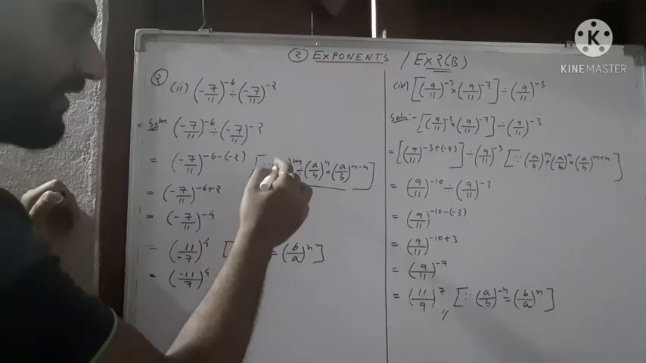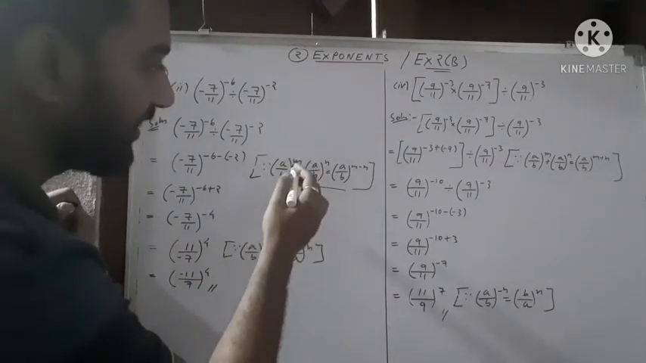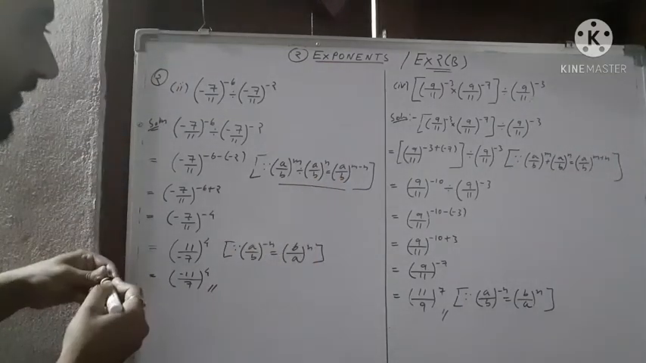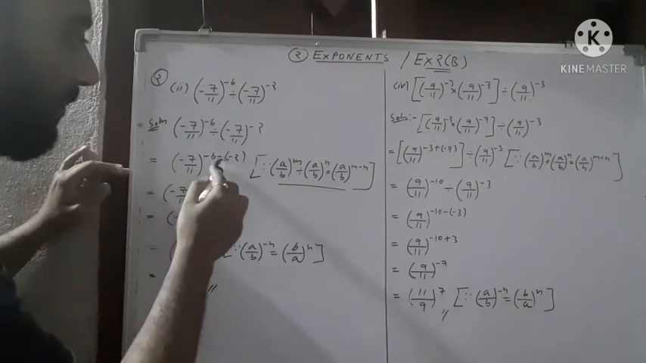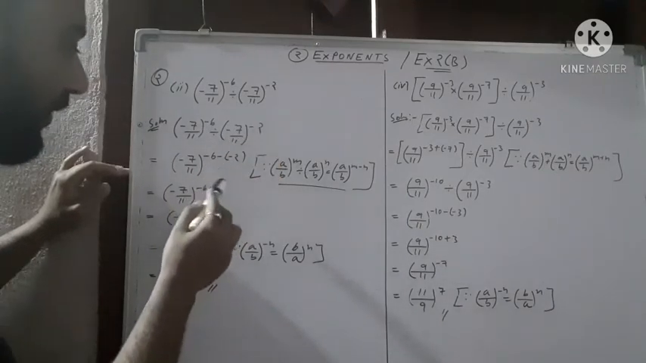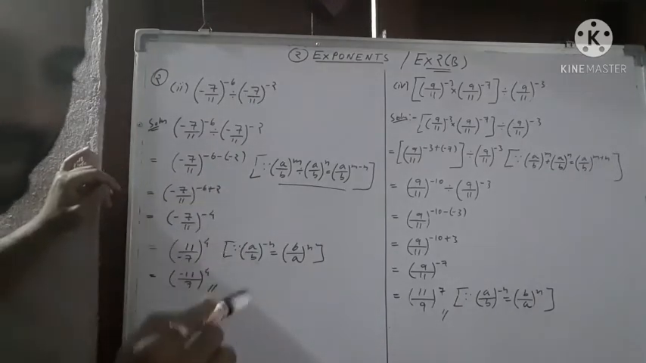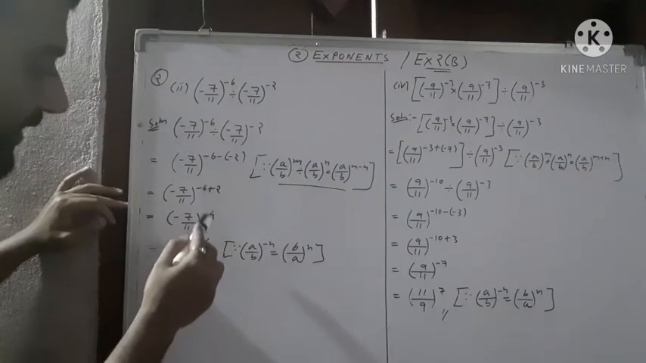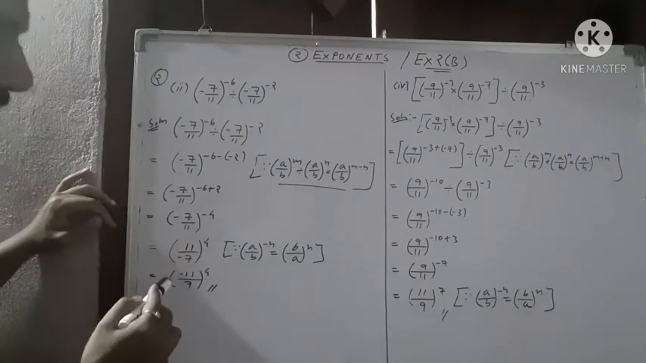Here the bases are the same, that is a by b, and the powers are different, that is m and n. So you have to subtract the powers. In this case, what are the exponents? That is minus 6 minus within bracket minus 2. In the next step it becomes minus 6 minus minus, it becomes plus 2. So minus 6 plus 2 becomes minus 4. Therefore minus 7 by 11 whole power minus 4.